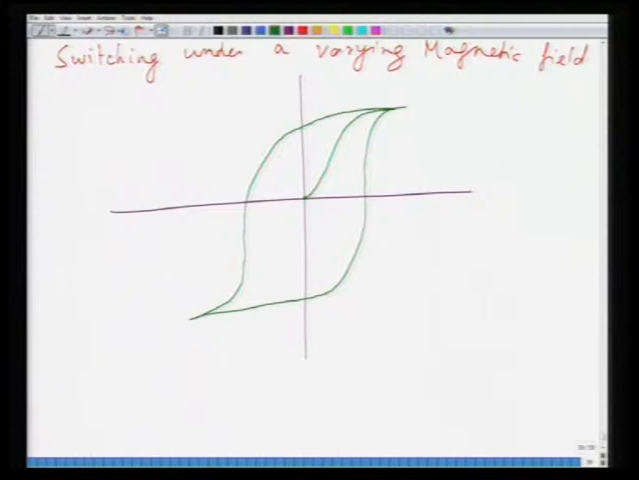It is not looking very nice here, but the point is that these two values, M r and minus M r, are exactly equal and opposite to each other. Similarly, you have two field values at which the magnetization is 0, called plus H c and minus H c, and this curve is called an M-H curve or magnetic hysteresis curve. So, you have a hysteresis when you switch a ferromagnetic material under a varying magnetic field.